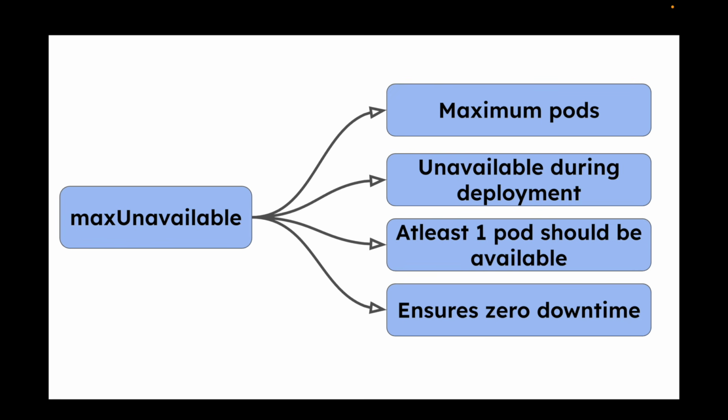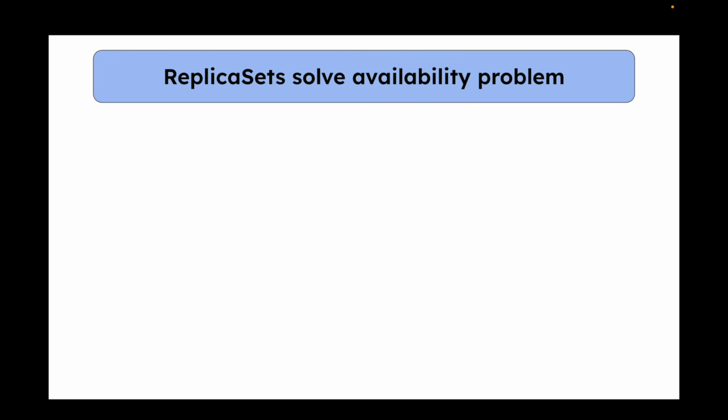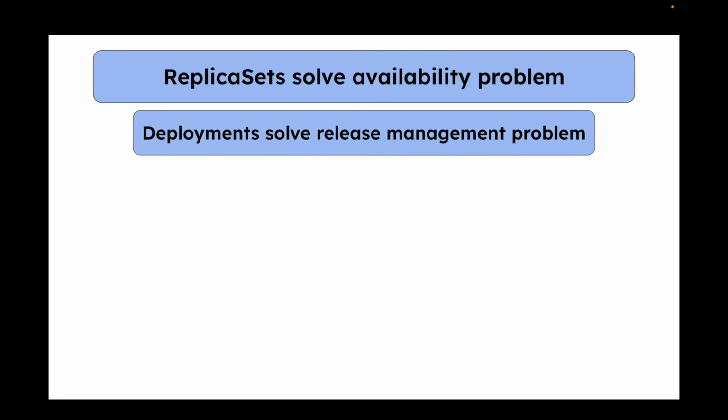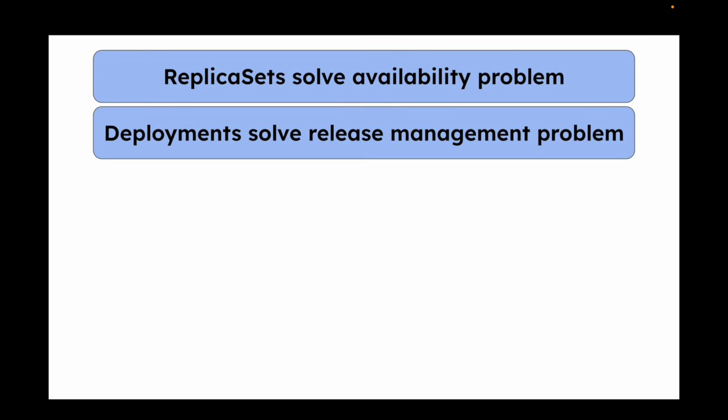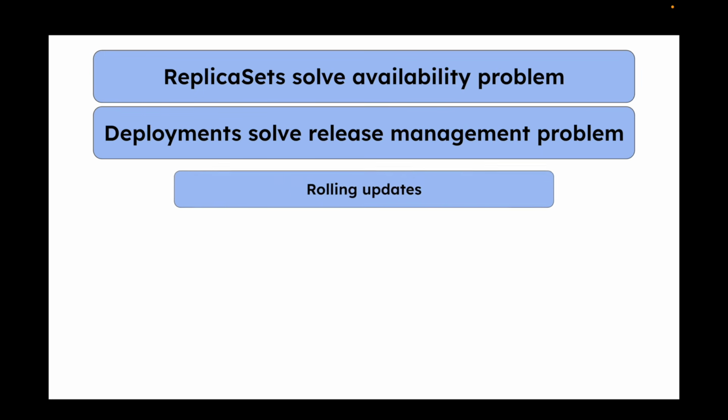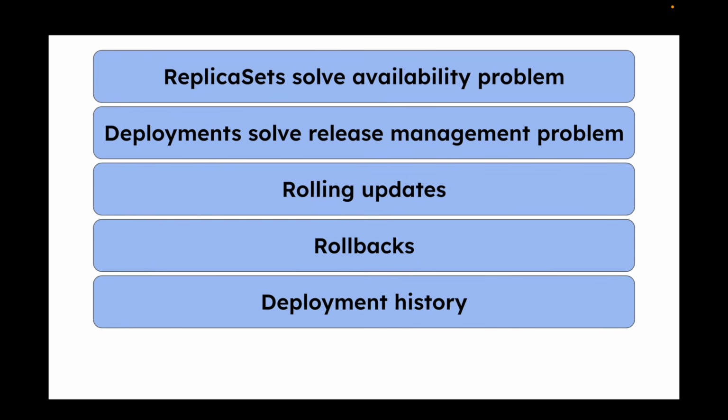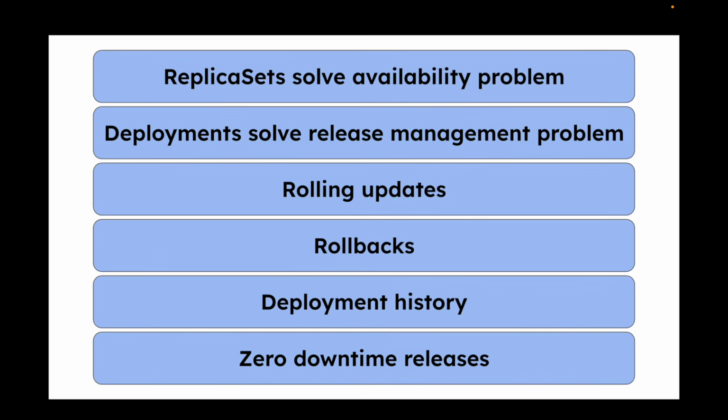And that brings us to the end of the session. Today we learned that ReplicaSets solve the availability problem. Deployments solve the release management problem. So deployments essentially give us rolling updates, rollbacks, deployment history, and zero downtime releases. And that's why deployments are one of the most important resources in Kubernetes. In the next session, we will solve another critical challenge. Our application is running, our pods are healthy, but users still cannot access them. And to solve that problem, we will learn Kubernetes services.